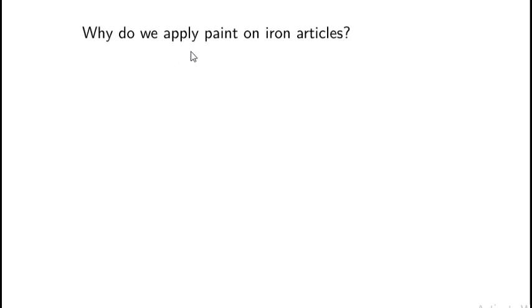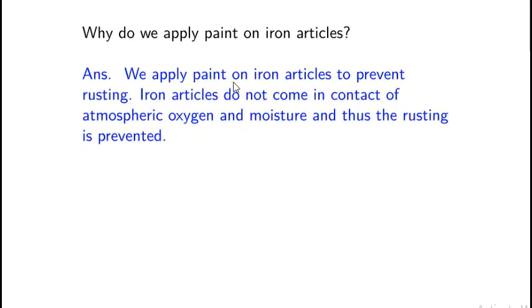So next question, why do we apply paint on iron articles? Have you seen the bridges are made up of iron and they are painted, and some of your iron articles in your houses are also painted, because, as you all know, to prevent the iron from rusting, right? So we apply paint on iron articles to prevent rusting.